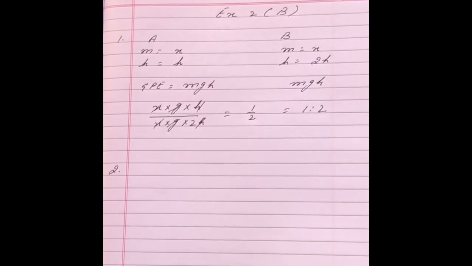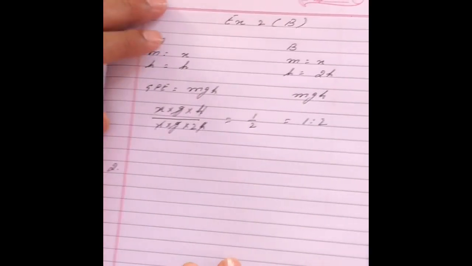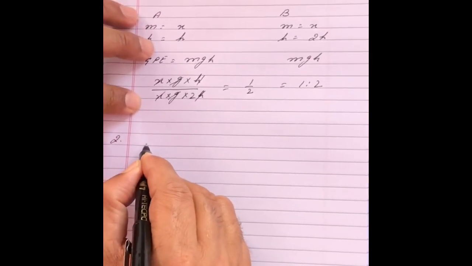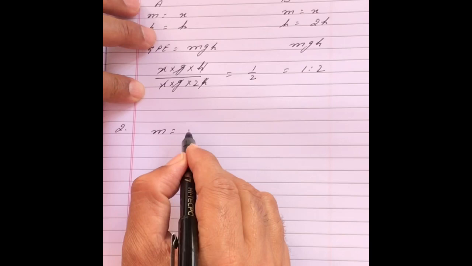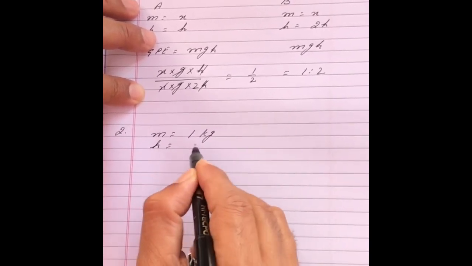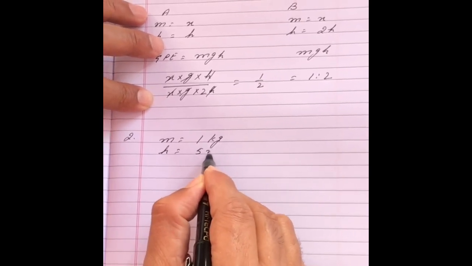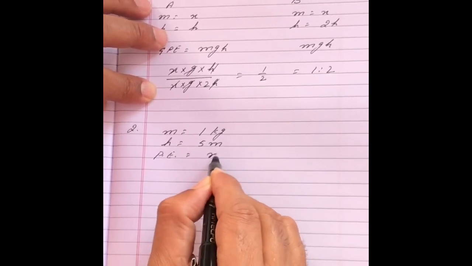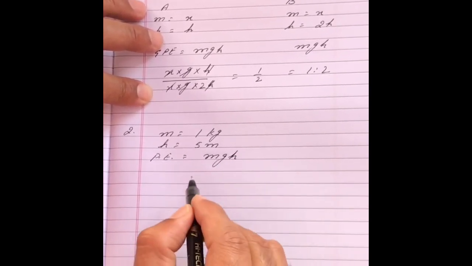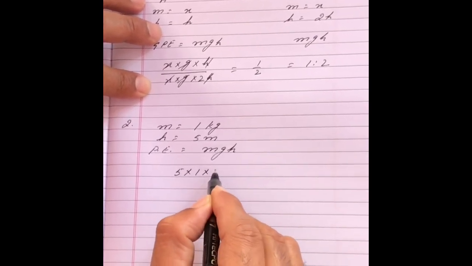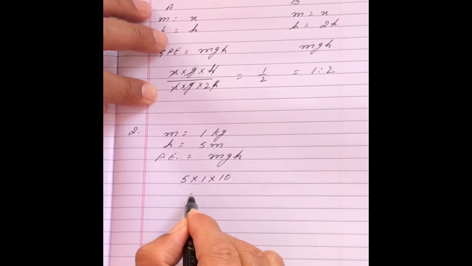Find the gravitational potential energy of 1 kg mass kept at a height of 5 meter above the ground. So mass is 1 kg, height is 5 meter, gravitational potential energy is mgh. 5 into 1 into g, which is 10, it is 50 joule.